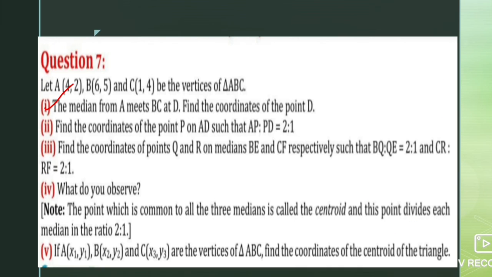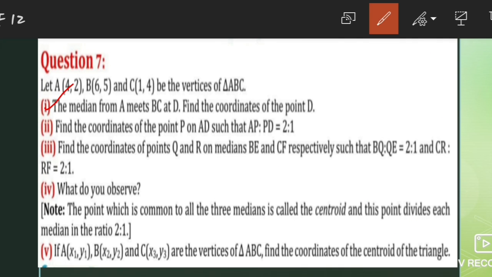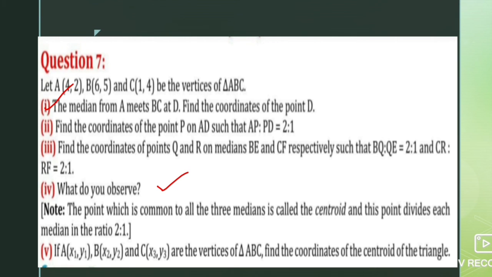If you check the question here in part number 4, it asks what do you observe? Okay, you have observed that this point P is the centroid of the triangle, which divides the median in a 2:1 ratio.